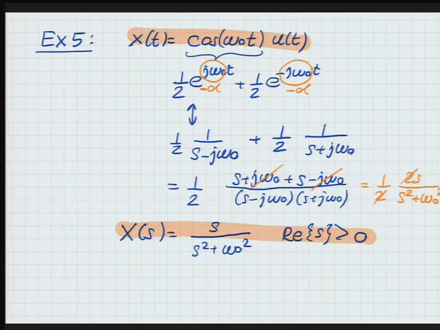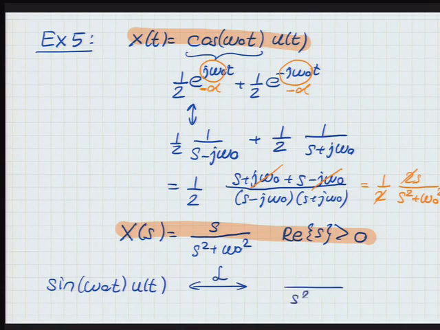So we can do similar things for sine omega naught t times u of t, which I'm not going to do, but I'm going to tell you the result. The Laplace transform will have the same denominator, in fact. But in the numerator, we're no longer going to have this s. We'll just have omega naught itself, without a square or anything, just omega naught. And again, the same region of convergence.